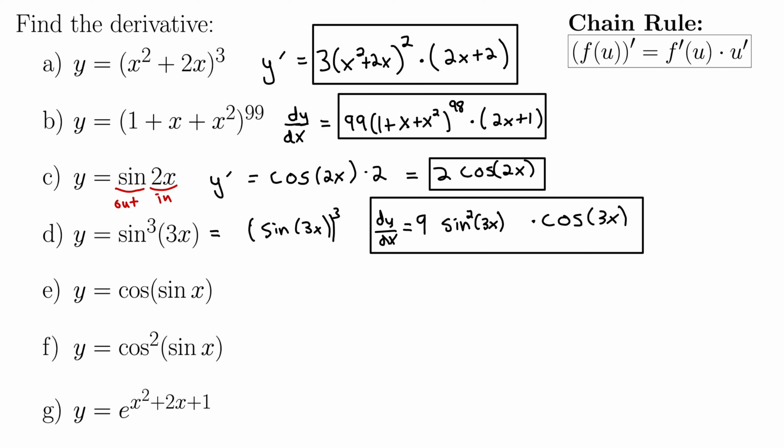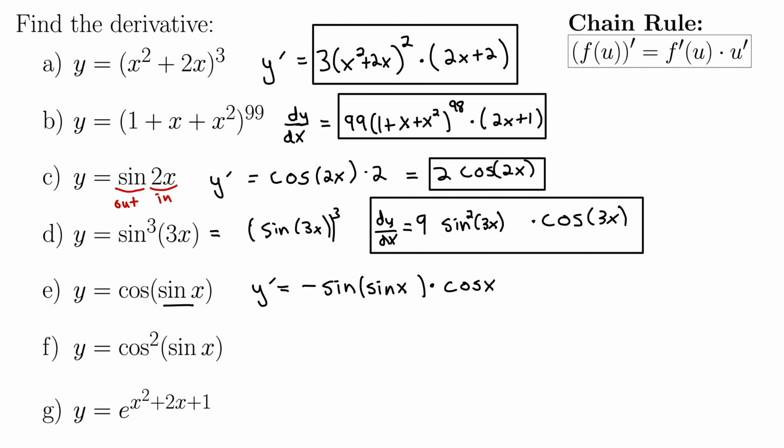Well, let's apply the chain rule. So y prime is, all right, the derivative of the outer, and we leave the inner alone. The derivative of cosine is negative sine. Sine of what? Whatever was in there before, we just rewrite that. So negative sine of sine x. Now we're ready for the derivative of the inside. What's the derivative of sine? Cosine. Cos x.